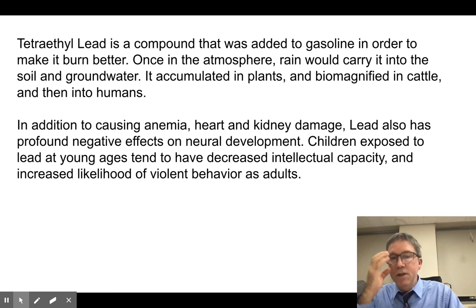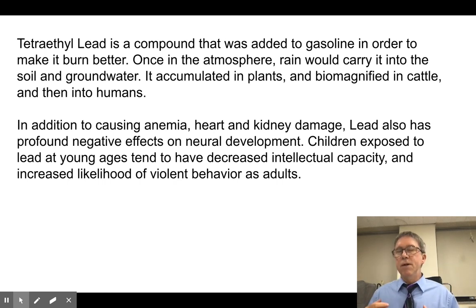And you should know about this one too, because this is a success story. So, tetraethyl lead was an additive. When I was a kid, we just put that in gasoline. So gasoline was leaded. Tetraethyl lead was called an anti-knock agent. It basically let the fuel burn better in a less explosive way.